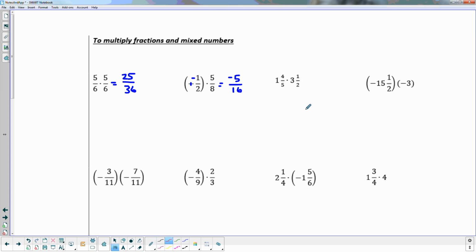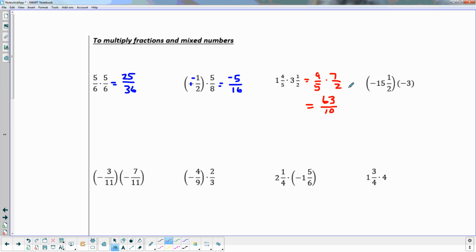So for this one, I have some mixed numbers, and what I want to do on these is start off by getting rid of my mixed numbers. And that process, just turn them into improper fractions, same as before. So 5 times 1 is 5 plus 4 is 9. So I have 9/5. And times 3 times 2 is 6, plus 1 is 7. 7 halves. 9 times 7 is 63. 5 times 2 is 10.